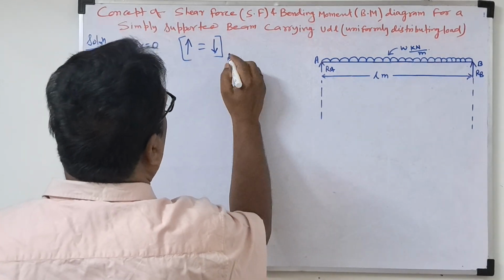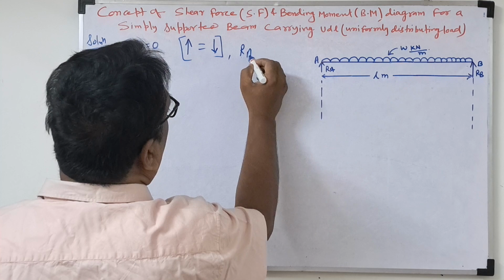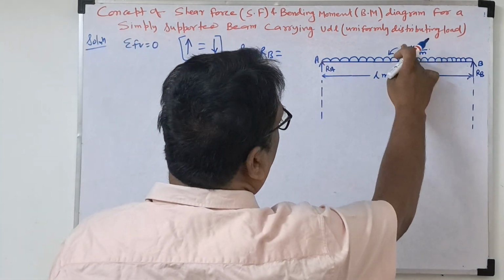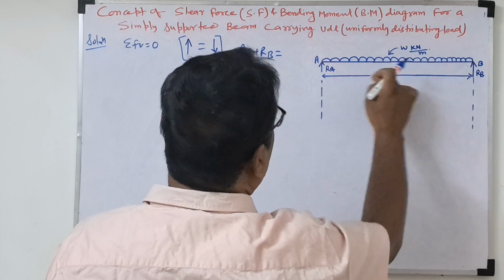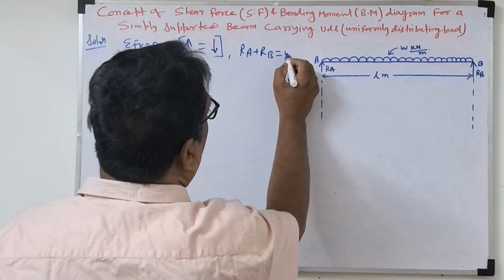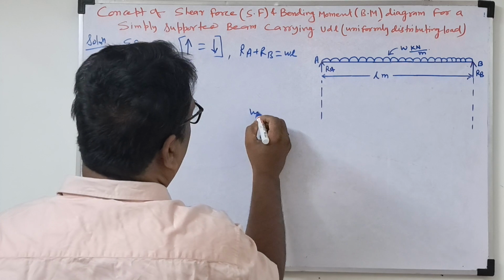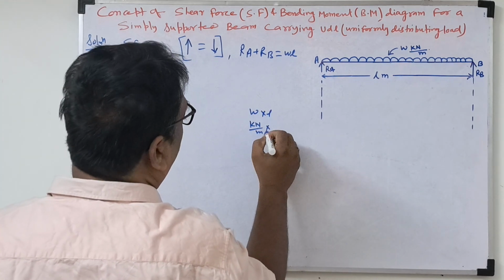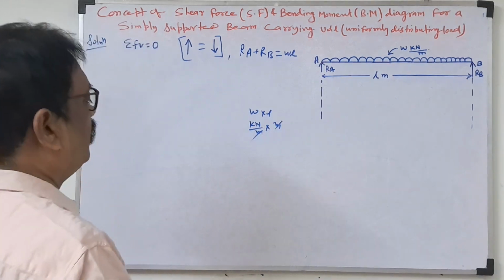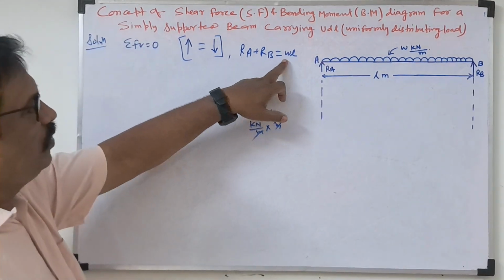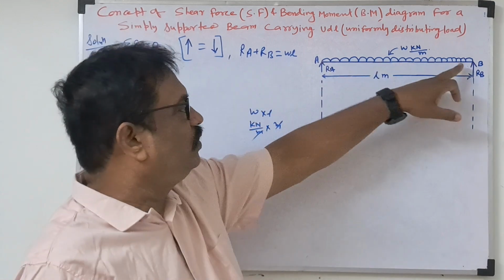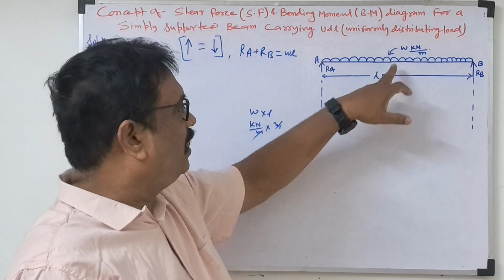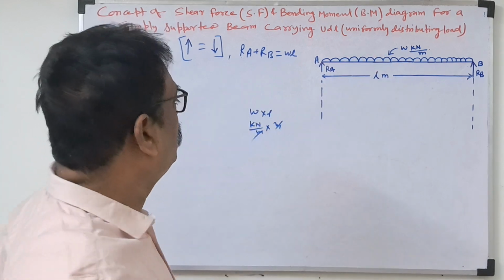So you can write RA plus RB equal to the load, which is W kilonewton per meter into length, so W into L. What is the unit? Kilonewton per meter times meter becomes WL in kilonewton, so the load unit is kilonewton. Whenever a UDL is there, we convert load per unit length into length, and then the total load comes. So this we have to convert.